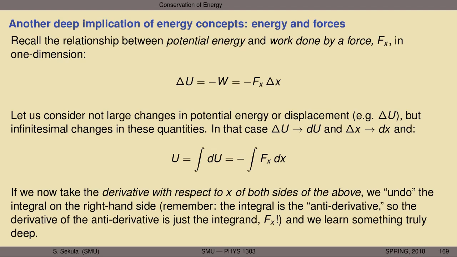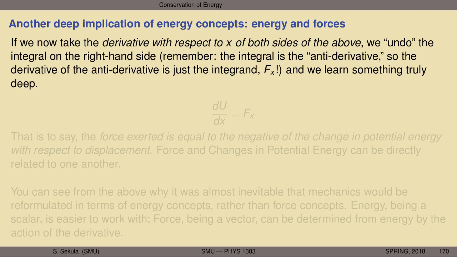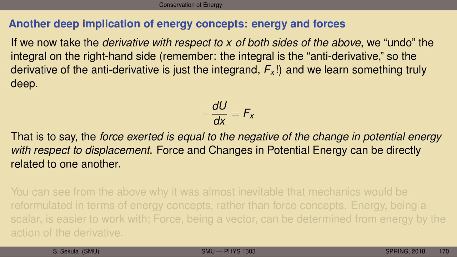If we undo the action of the integral and instead apply the derivative to the left-hand side, we learn something truly deep about forces and energy. That is, that having now taken the derivative of both sides of the equation with respect to x, and undoing the integral on the right-hand side to get back the integrand, we find the following. That the negative of the spatial derivative of the potential energy is equal to the force. That is, the force that has been exerted is relatable to the way in which the potential energy varies in space for a given physical system. Okay? So what this tells us is that force and changes in potential energy are directly relatable to one another.